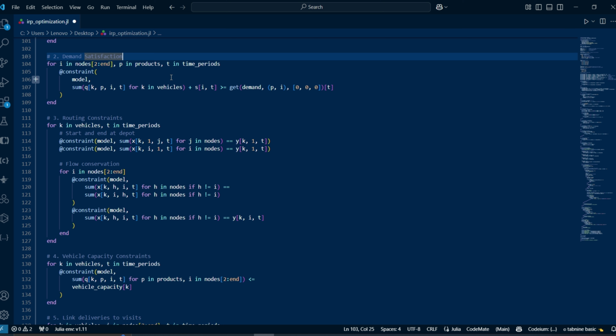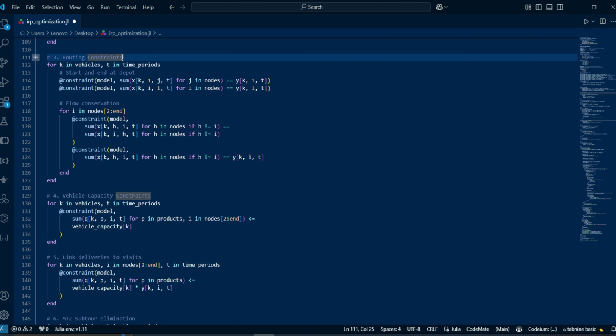Okay, demand satisfaction. Demand satisfaction is a critical part of any supply chain or vehicle routing problem. These constraints ensure that for every node, the total quantity delivered by all vehicles meets or exceeds the demand for each product in every time period. If there is any shortfall, it is accounted for using the shortage variable S_it. By including shortages in the model, we allow flexibility but penalize such occurrences in the objective function to prioritize meeting demands whenever possible. And here the constraint is represented like that, greater than or equal to demand.